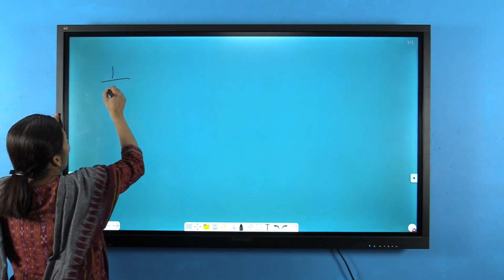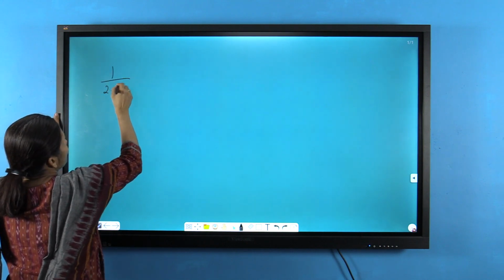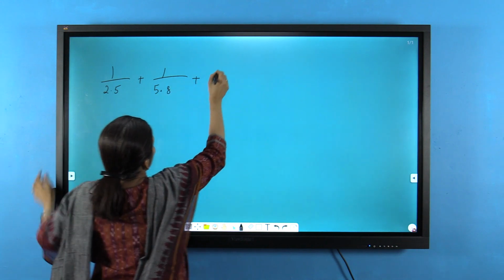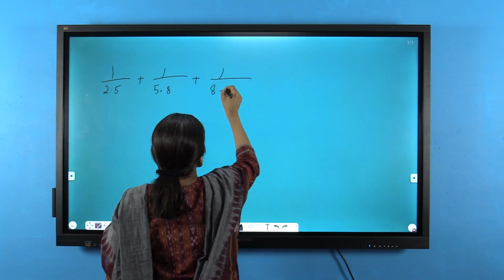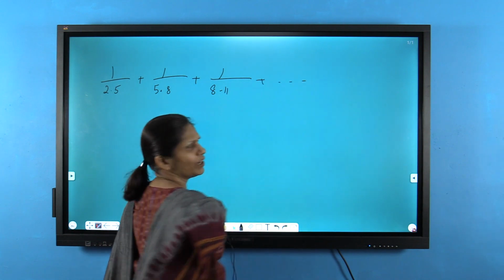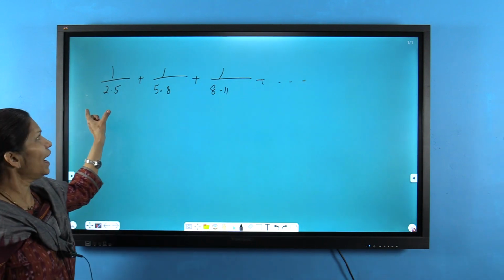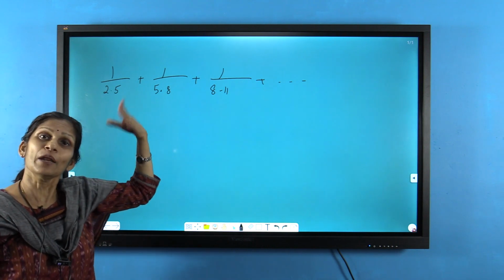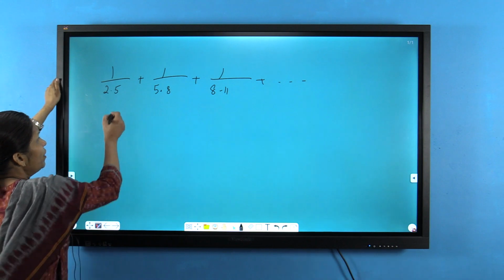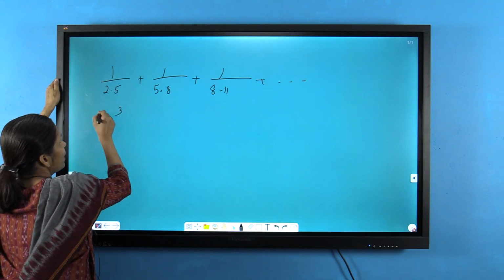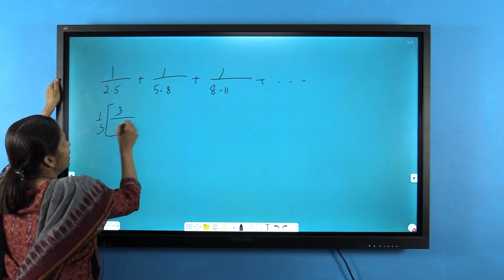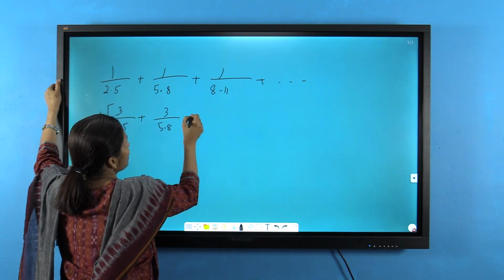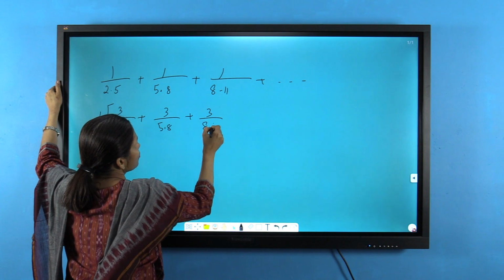Suppose I have 1 by 2 into 5 plus 1 by 5 into 8 plus 1 by 8 into 11 and so on. Okay, it is a similar question. So, again, what do you observe? That the common difference is 3. Let me introduce a 3 by multiplying and dividing by 3. 3 divided by 2 into 5 plus 3 divided by 5 into 8 plus 3 divided by 8 into 11 and so on.